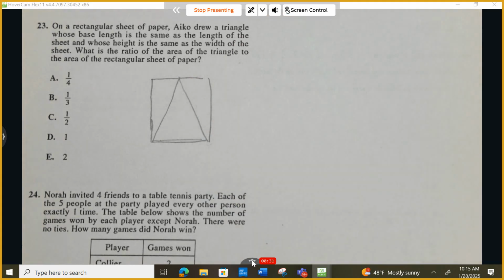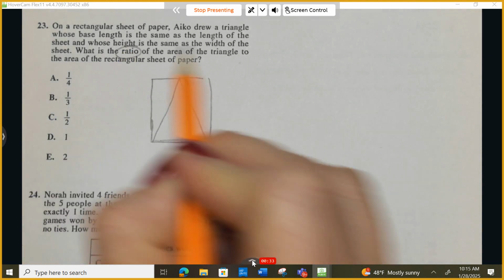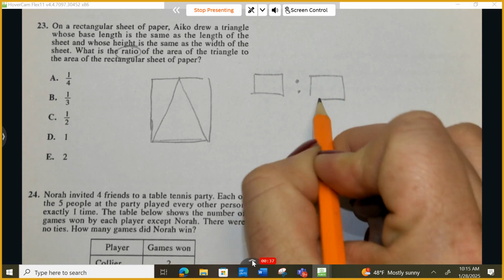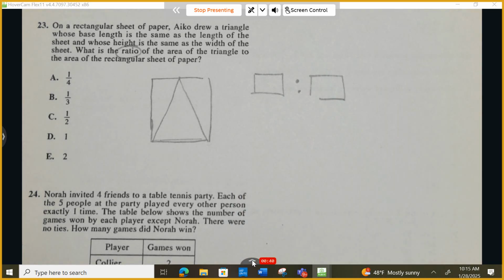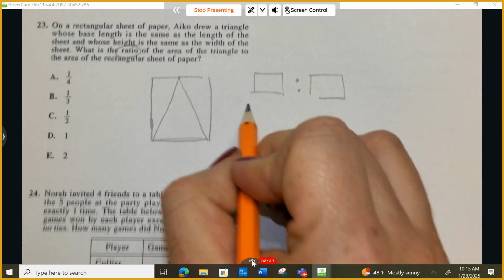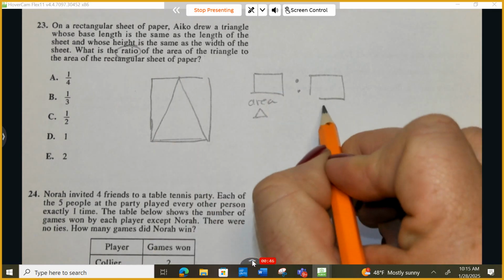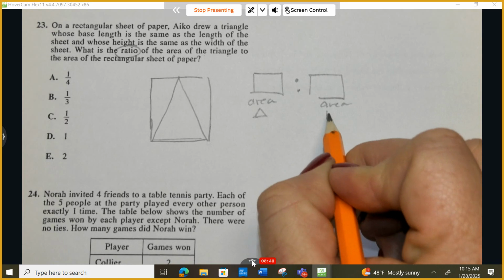Next, it says draw a ratio. Now this is the important part. Please make 2 dots and put a box in front of both. We're going to draw a ratio, or make a comparison. It's the area of the triangle, so let's write that down: area of triangle to the area of the rectangle.